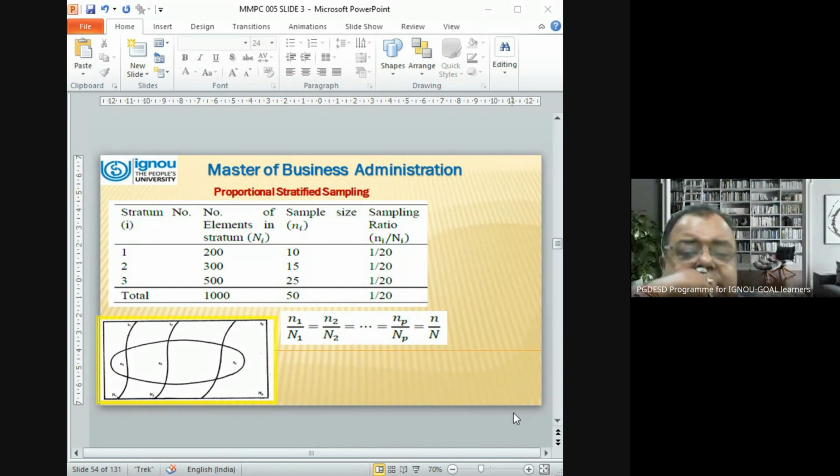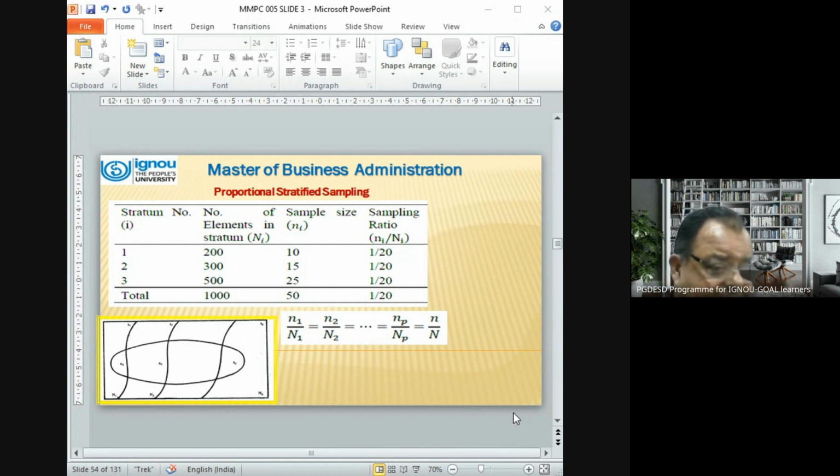You can see that there are three strata, stratum 1 to 3. The number of elements in them is 200, 300, 500. The sum is 1000. And your sample size is 10, 15, 25. And now the question is, what is your sampling ratio? 1 by 20, 1 by 20, and 1 by 20. So overall, what is going to happen? 50 by 1000 will be 1 by 20. And your sampling ratio is 1 by 20.